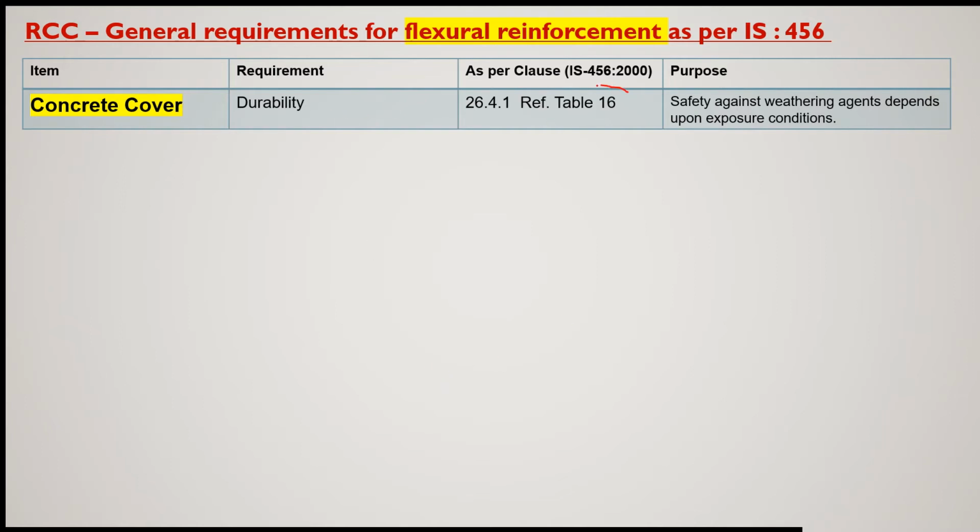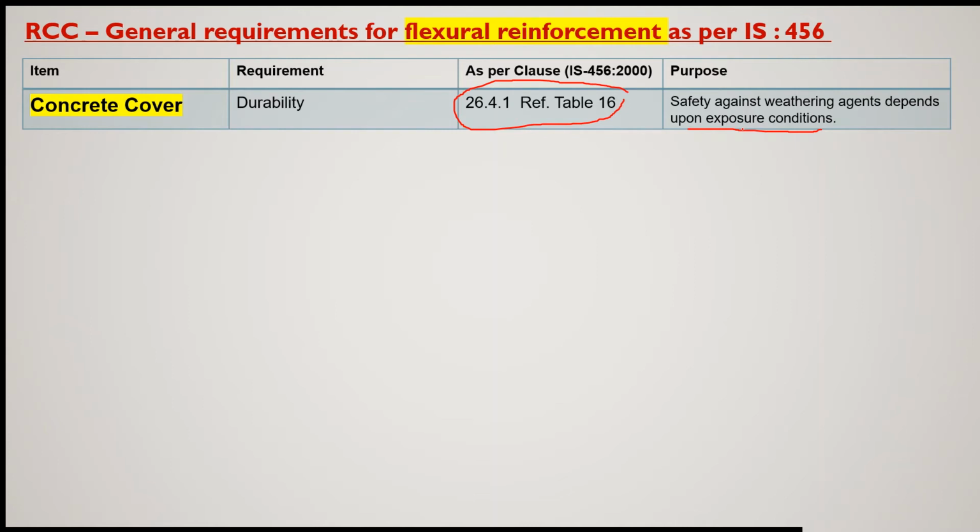And for this, you have to refer to clause number 26.4.1, and you have to refer to table number 16, which is given in IS code. Now what is the purpose of the cover? Safety against weathering agents depending upon exposure condition. Now the code is defining different types of exposure condition in table number 5. Depending upon the exposure condition, whether it is a mild exposure condition, severe, etc. So there are 5 types of exposure condition.